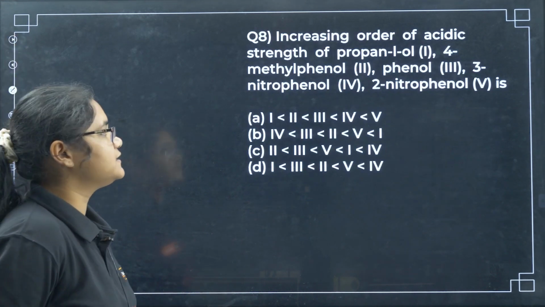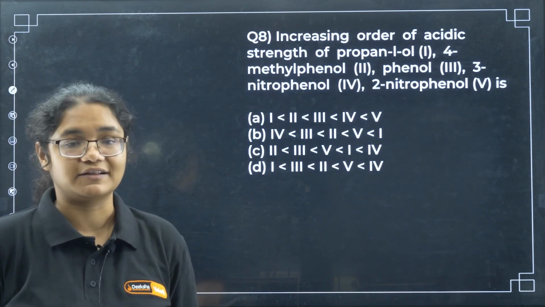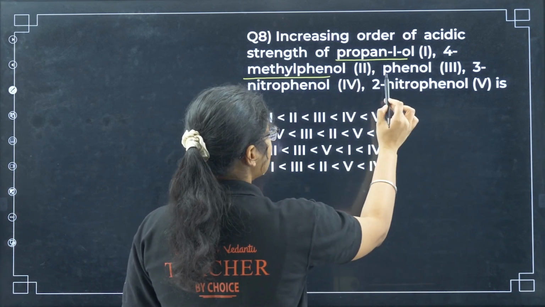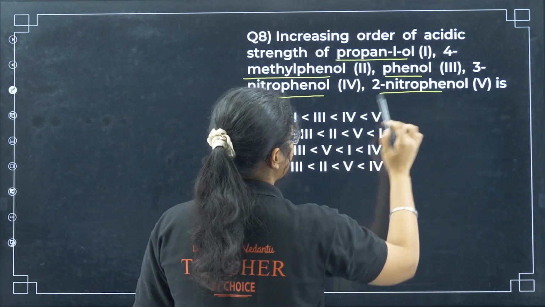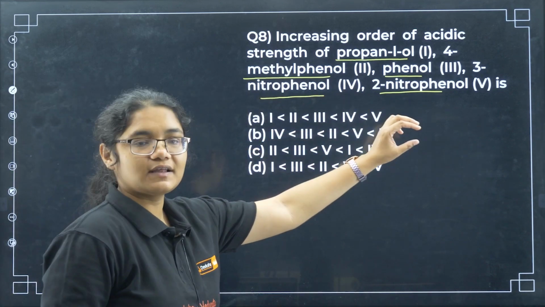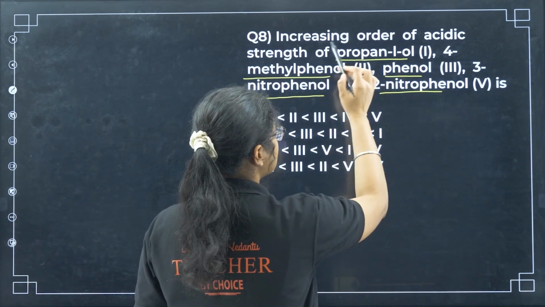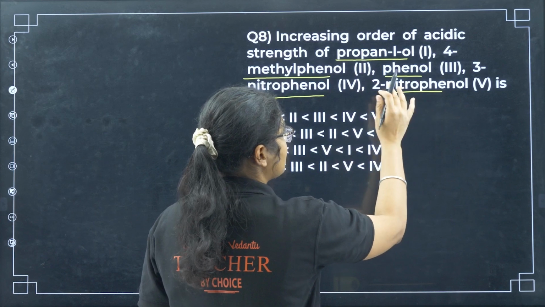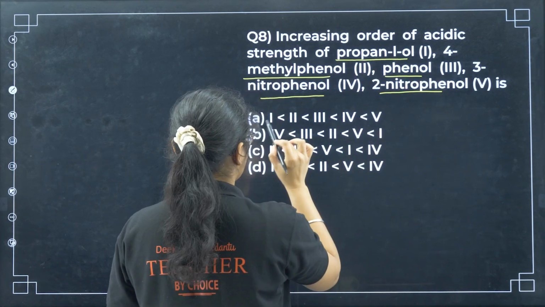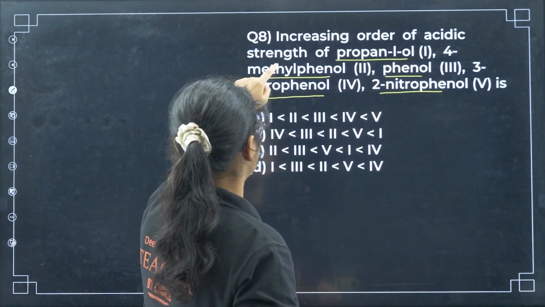Next, we have to find the increasing order of acidic strength. This is a very important question. You will find many questions on increasing order of acidic strength. So first one is propanol, then you have 4-methyl phenol, phenol, 3-nitrophenol, and 2-nitrophenol. Now if you remember that phenols are more acidic than aliphatic alcohols, then definitely propanol is the least one, because all others are aromatic alcohols. So we have two options with propanol first, so I can eliminate these two. Now after this, here 4-methyl phenol is there.